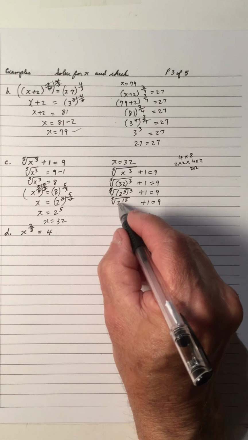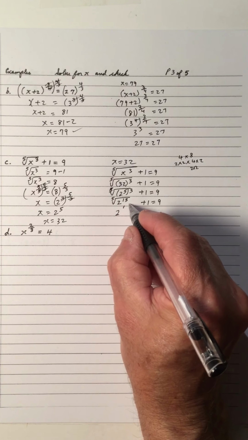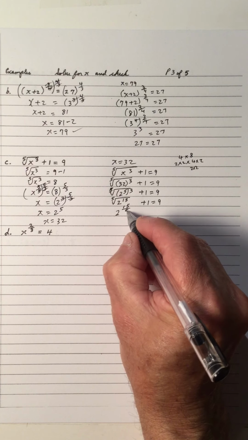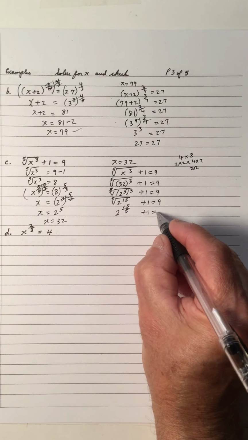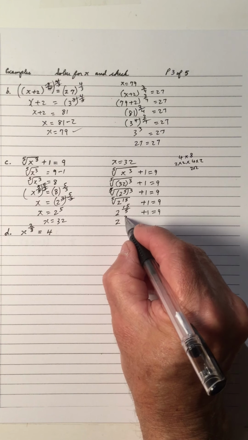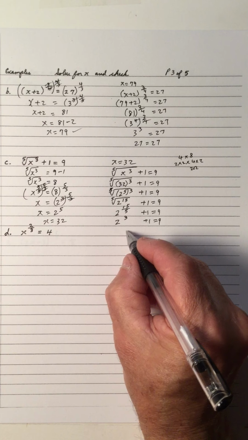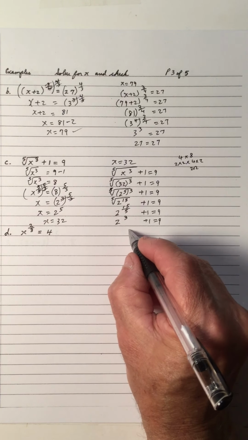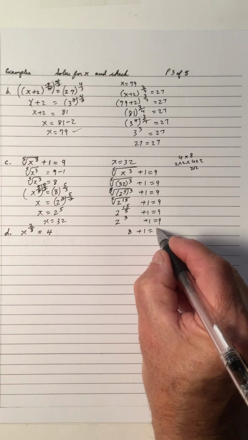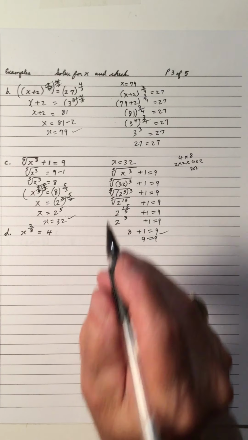And so we have an exponential radical, change it to exponential form, so it's 15 divided by 5. So that's 2. 15 divided by 5 is 3. And we have 2 cubed is 8 plus 1. 9 equals 9, correct, so 32 is the correct answer.